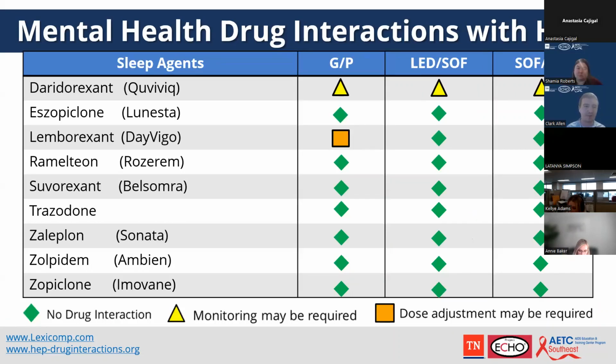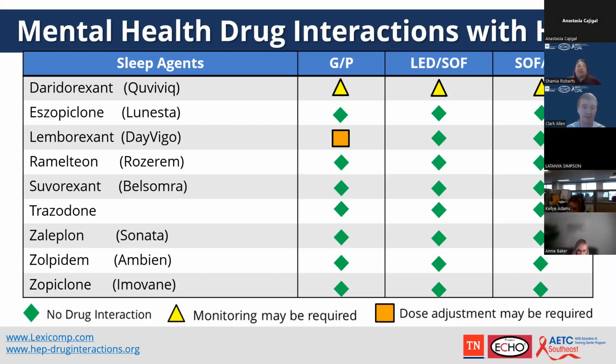And then we're to the final stage of the drug interactions, the sleep agents. So hopefully everybody's still awake, but I did want to make sure we talk about sleep agents because there are some patients that can suffer from insomnia. We've got several medications listed. I tried to find the most common medications for insomnia. There are only two with drug interactions, and they're both in the same class: Quviviq or daridorexant, and then lemborexant.